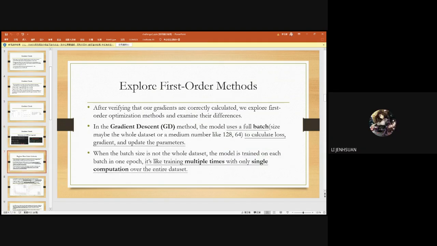Okay, so after finishing this step, we can really explore the first order methods like SGD and momentum. In the GD method, the model uses a full batch, which means that we update our weight with a full batch, with the full data set. However, in the SGD case, we didn't use a full batch. That will improve some calculation speed, but it will also sacrifice some precision. So the GD case will change more slowly, but because we use a full batch, it will be more accurate.